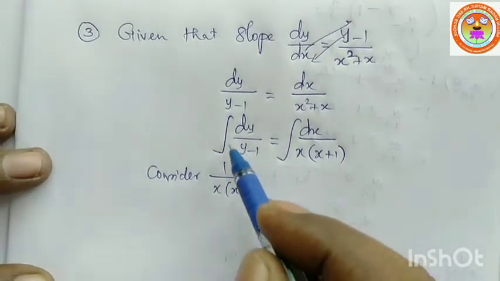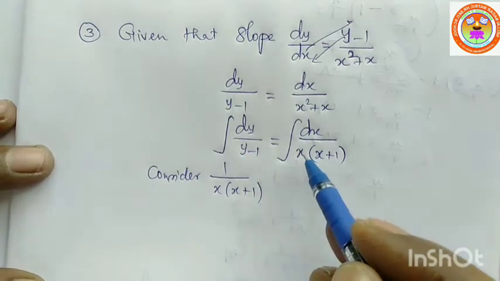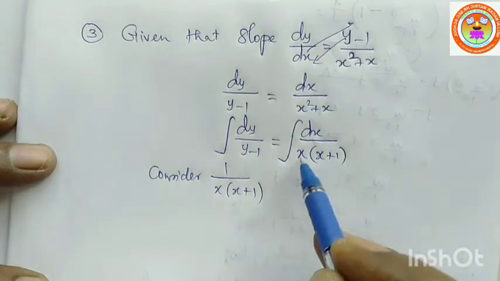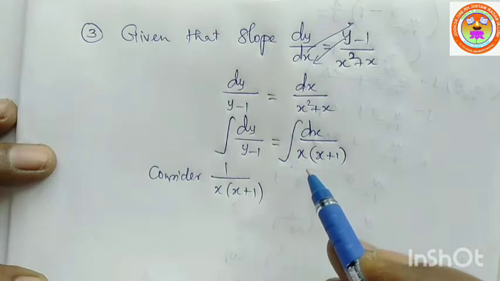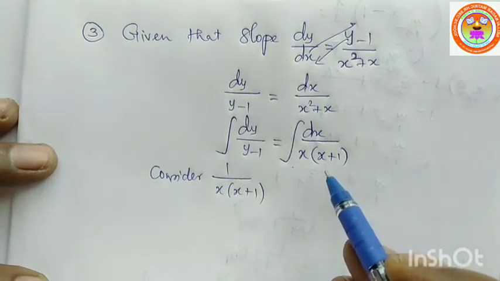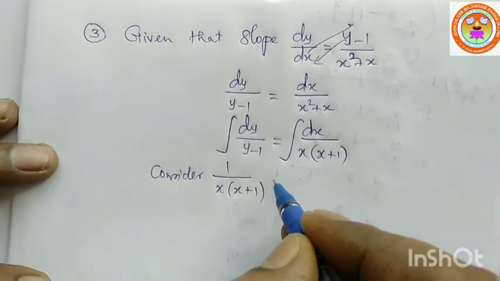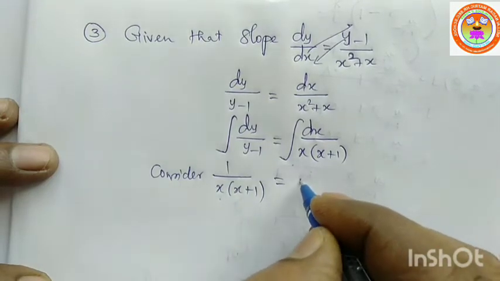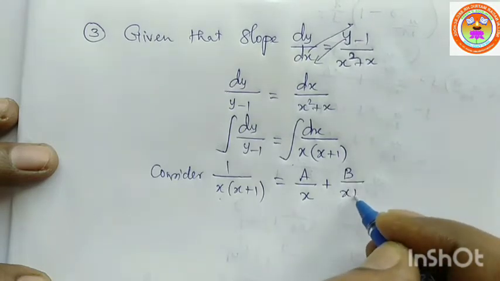See, for this we can apply the integration formula. Here there is no such formula. That is why we are going to split this term 1 by x into x plus 1 into the sum of two terms with the help of partial fraction. We know partial fraction very well. So 1 by x into x plus 1 can be written as a by x plus b by x plus 1.